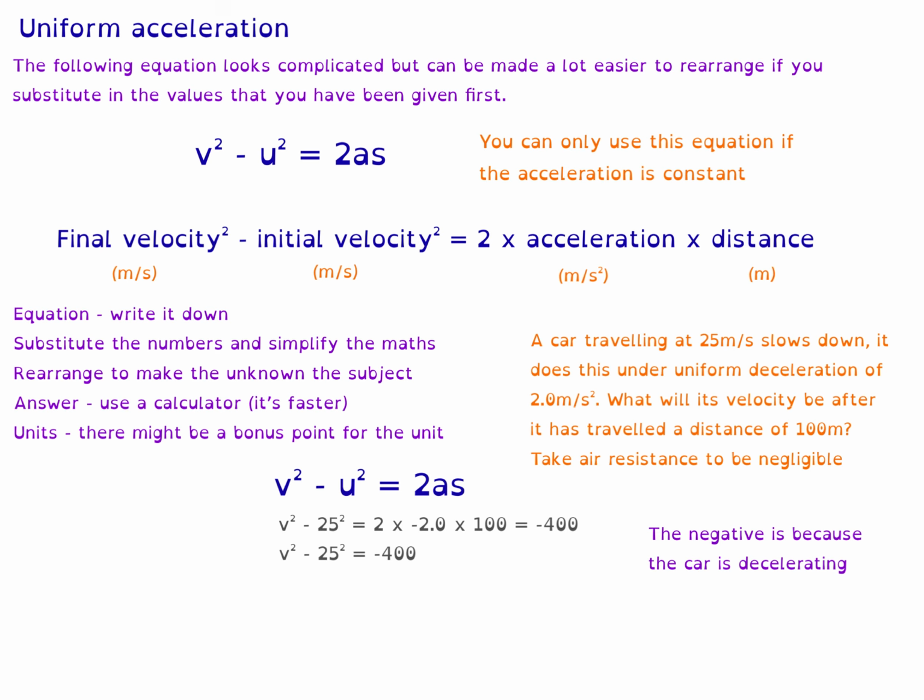Rearrange that to make our unknown the subject. So v squared equals minus 400 plus 25 squared. And that gives us v squared equals 225. Then we need to square root so we can get v as our answer. So the square root of 225 gives us 15 meters per second.